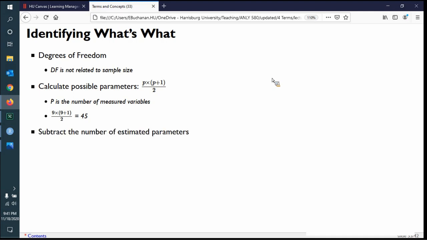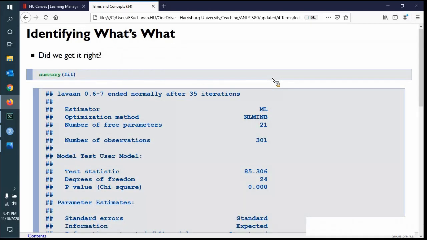Then I subtract the number of actual estimated parameters, which in our case was 21, and so I have a total of 24 degrees of freedom. Cool. So this is what you'll do on the assignment. Okay, let's see. Did we get it right?